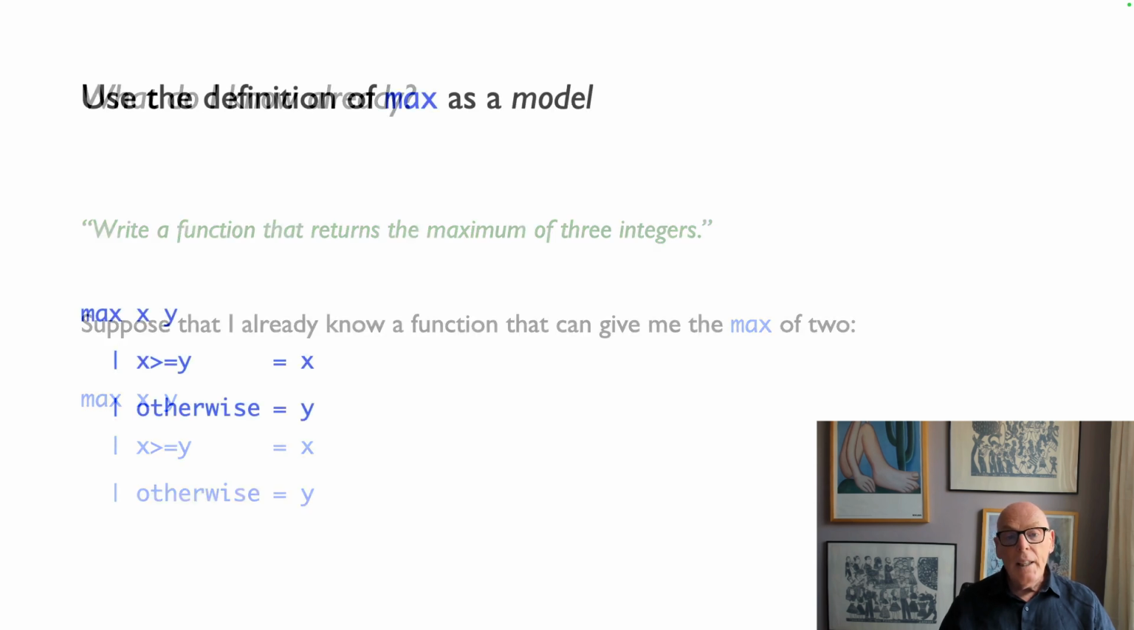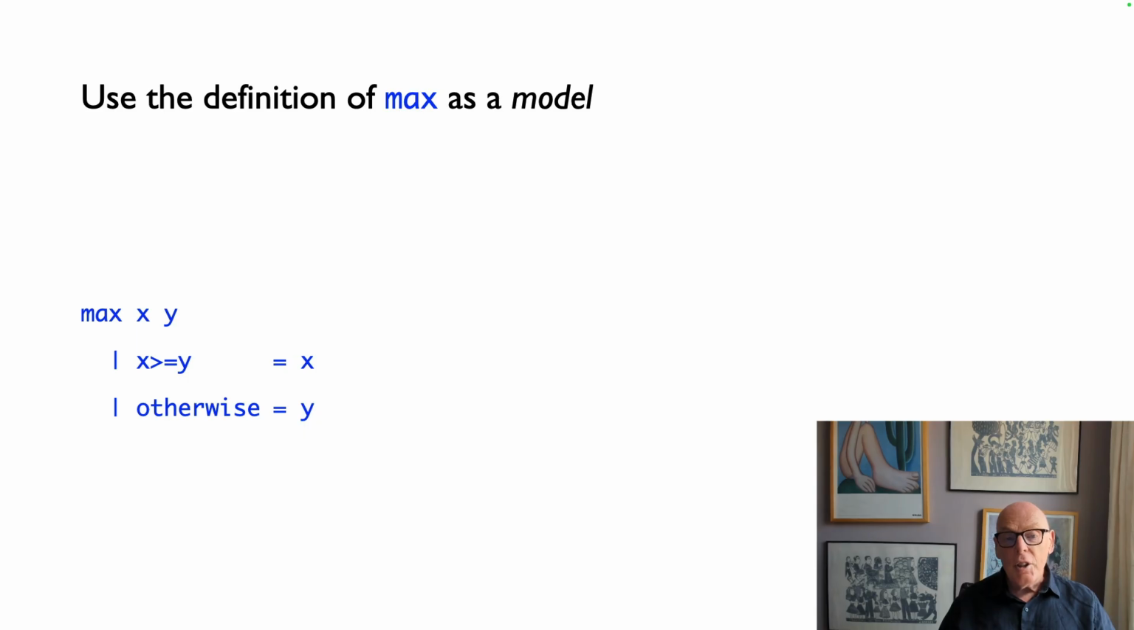The first way is to say, can I use this definition as a model of what I need to write here? So I know here's a solution for working out the maximum of x and y. How can I expand that to give the maximum of 3 numbers, x and y and z? And you can see the way max is written. First of all, you've got a condition. If x is bigger than or equal y, that's the case in which x is the maximum. Otherwise, y is the maximum.